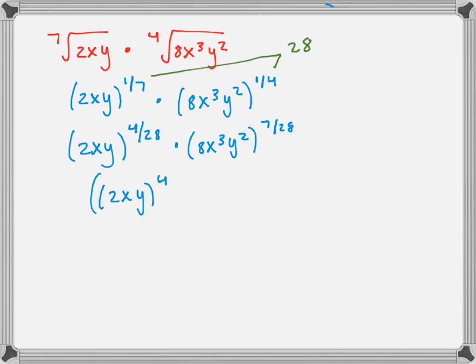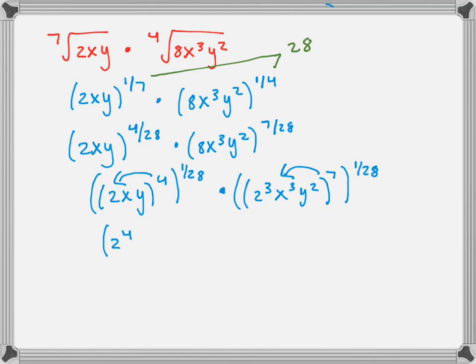2xy to the 4th to the 1/28th, right? Because we're just distributing the 4 in, times, and then in this case, we're actually going to make it 2 to the 3rd, x to the 3rd, y squared, to the 7th, to the 1/28th. And then we're going to distribute the 4 and the 7 into these. So we're going to make it 2 to the 4th, x to the 4th, y to the 4th, times 2 to the 21st, x to the 21st, y to the 14th, and you can see why I said it gets a little messy. This is all to the 1/28.